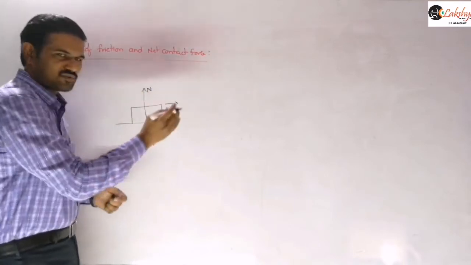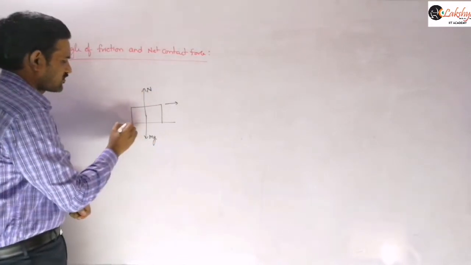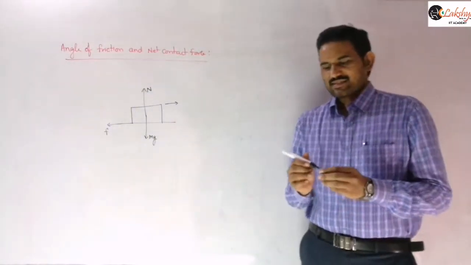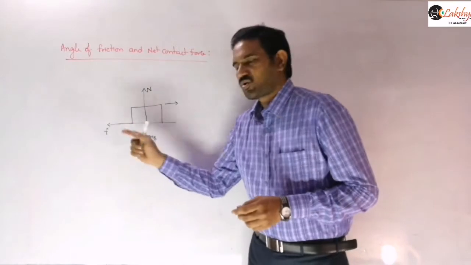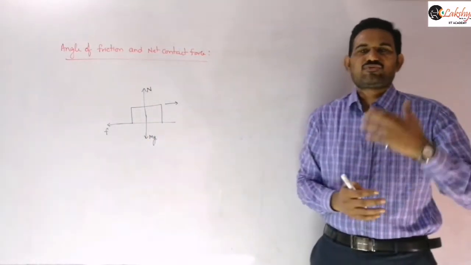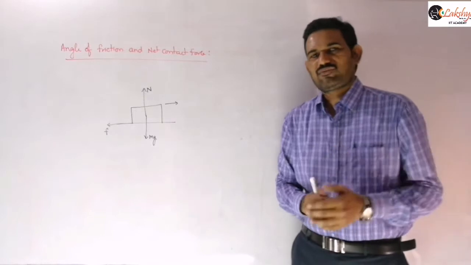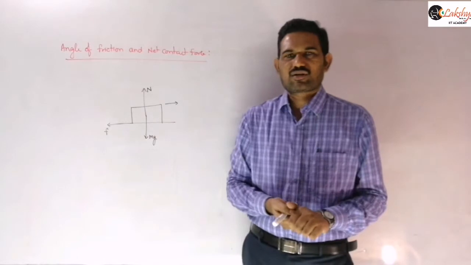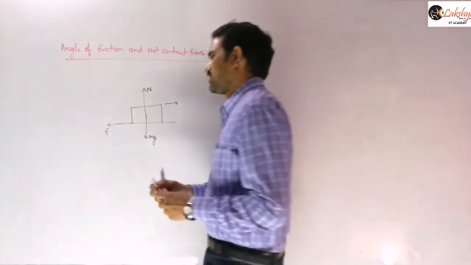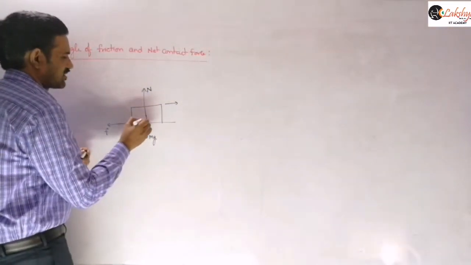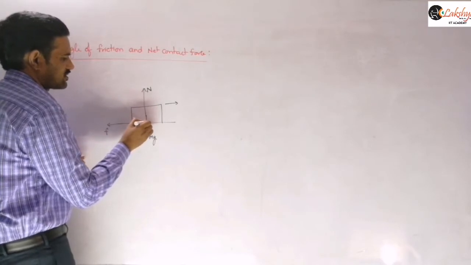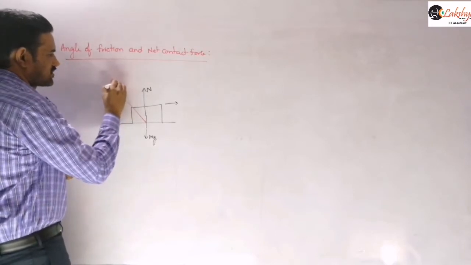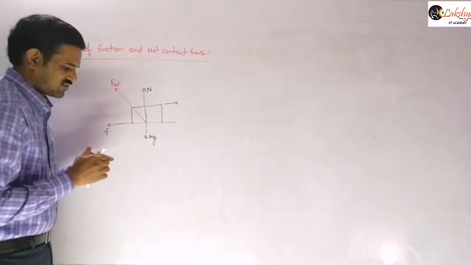And as the body is moving on the rough surface, there will be some frictional force acting on it. Now, as I said, the normal reaction and the friction are the two rectangular components of the contact force. Contact force arises only when two objects are in contact with each other. This is nothing but our contact force, the resultant of the normal reaction and friction. So this is our net contact force here.